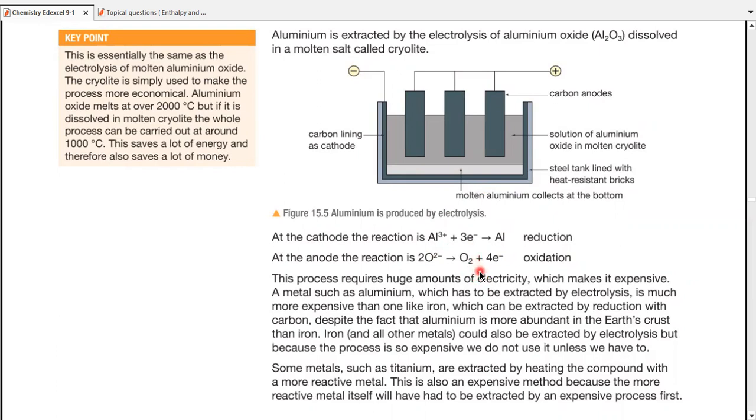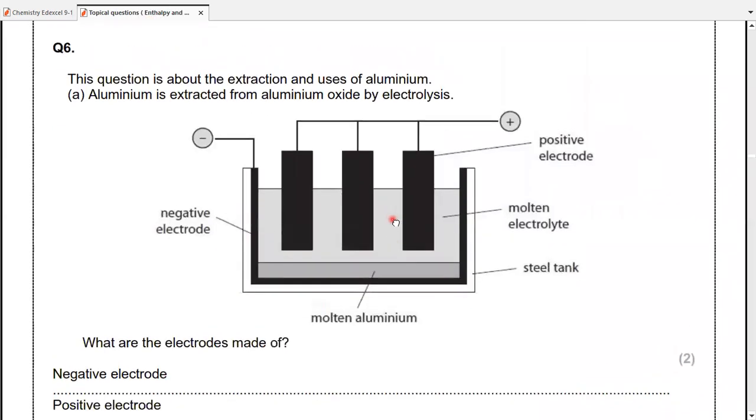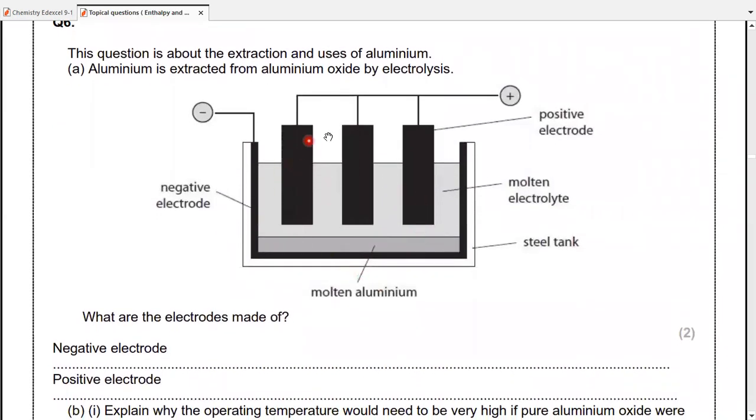That you already know from the covalent bonding chapter, how two oxygen atoms combine by sharing electrons to form a double covalent bond and to form an oxygen molecule. This actually finishes the topic. Let's practice this topic right away with the help of topical questions. So there you see a much similar diagram.